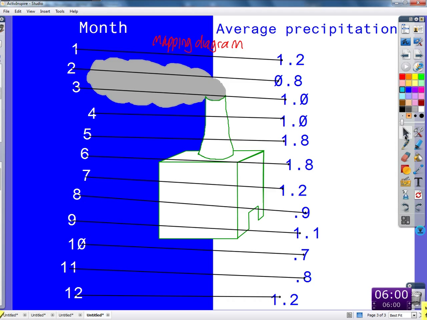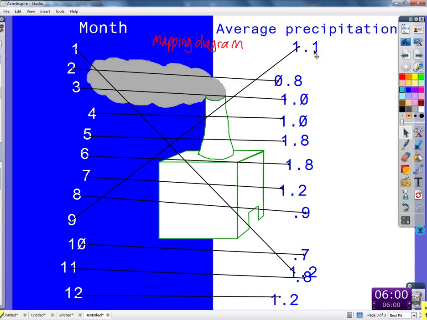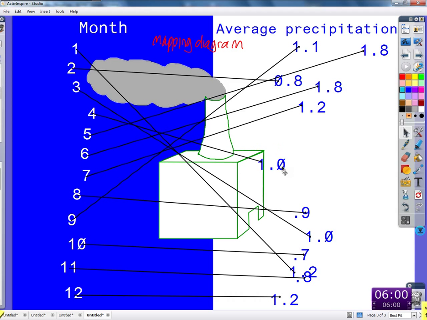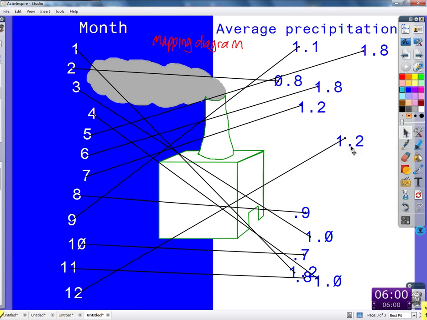And mapping diagrams don't have to be straight across. I can move this guy down here, move this guy up there, this one down there, that can be over there, down here, this one up there. It can be whatever. And as messy as it looks, still the arrow points from one input to its output. So there's a mapping diagram.